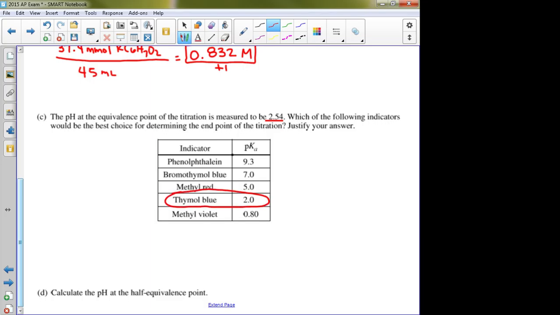Okay. Why are we going to choose Thymol Blue? There you go. Because it has a pKa that is close to the pH at the equivalence point, right? So that means it's not going to change color until the equivalence point.